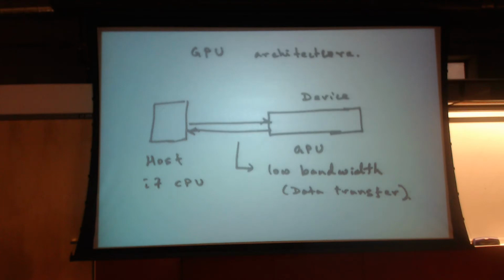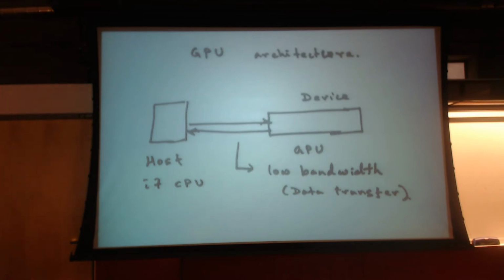When you write code in the host CPU, you designate certain portions of the code that have to be executed by the GPU. Then the host CPU understands that this particular portion of code is to be handled by the GPU. So it transfers the code through those interconnects as well as the data.